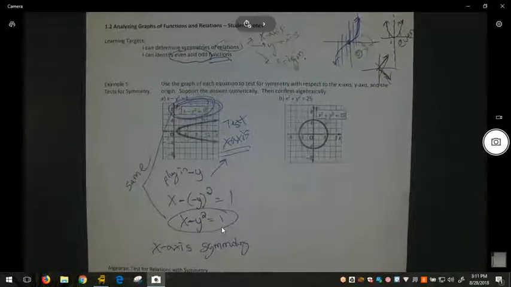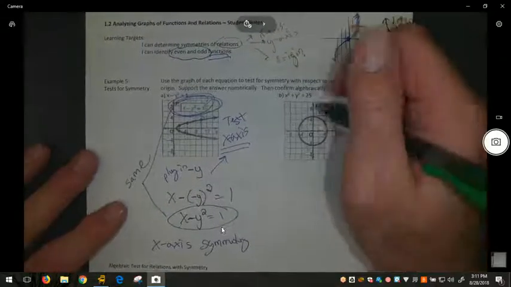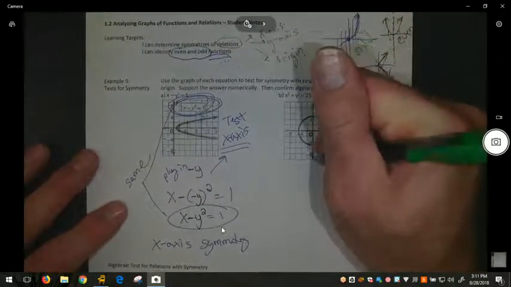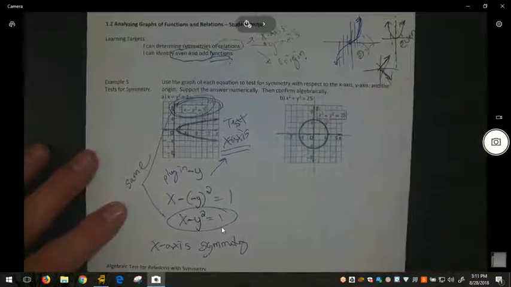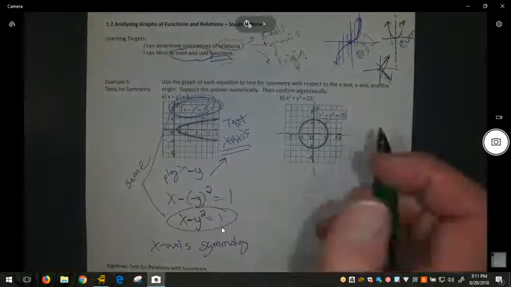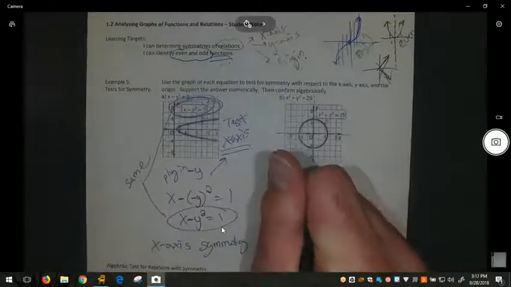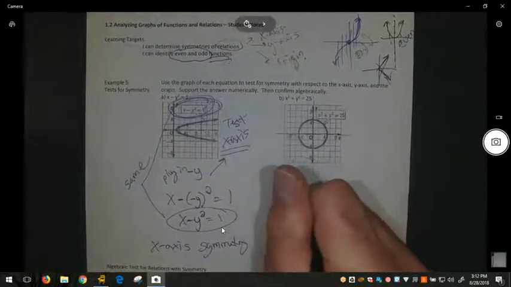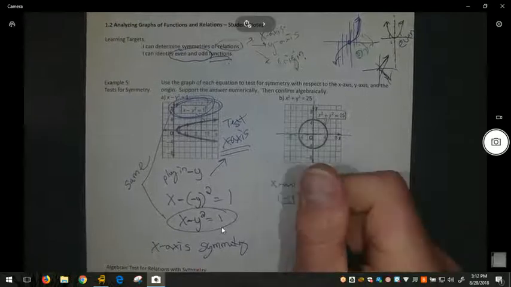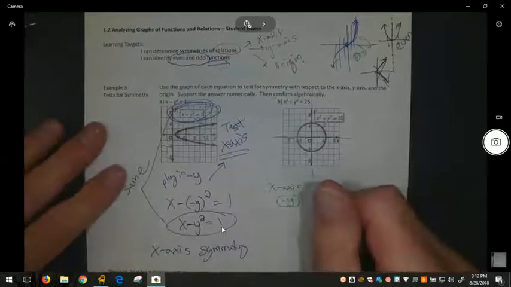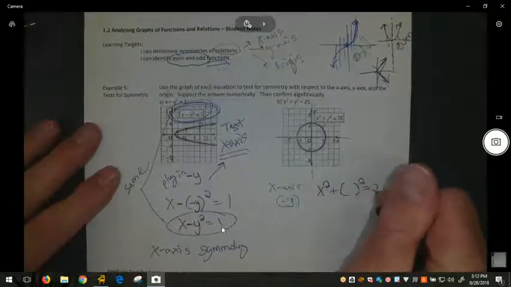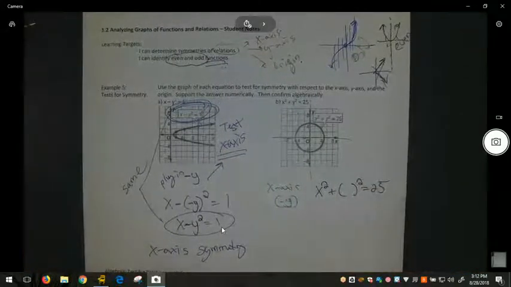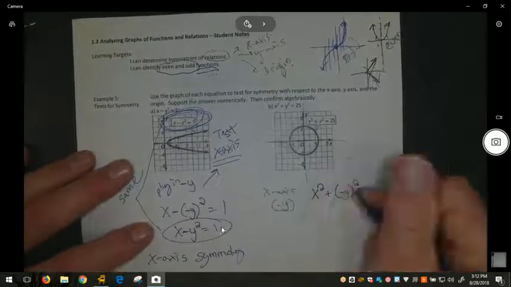The next relation, these are relations, actually appears to have y-axis, x-axis, and rotational symmetry. So we will look at the test for those. Remembering the test for x-axis is to substitute the opposite of y. So in this equation, I have x squared plus y squared equals 25. In place of the y, I'm plugging in the opposite of y.